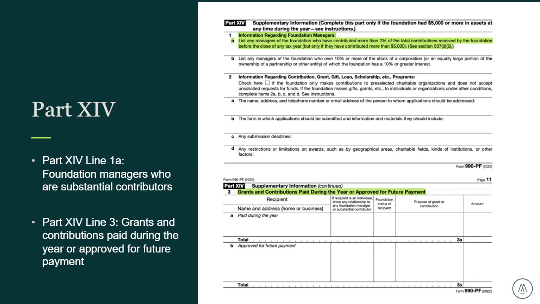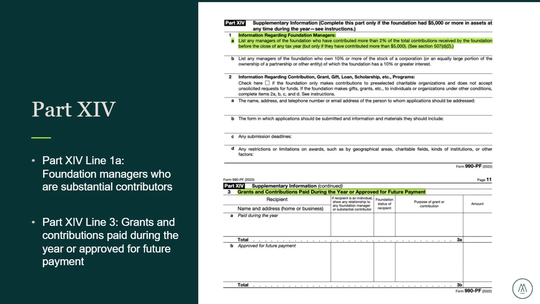We often see foundation founders listed as substantial contributors. And a substantial contributor is a donor who contributes more than 2% of all contributions received over the lifetime of the foundation as of the end of the tax year that the reporting is for.